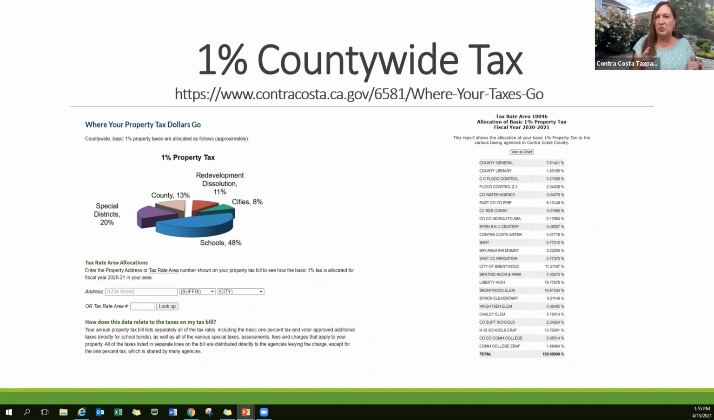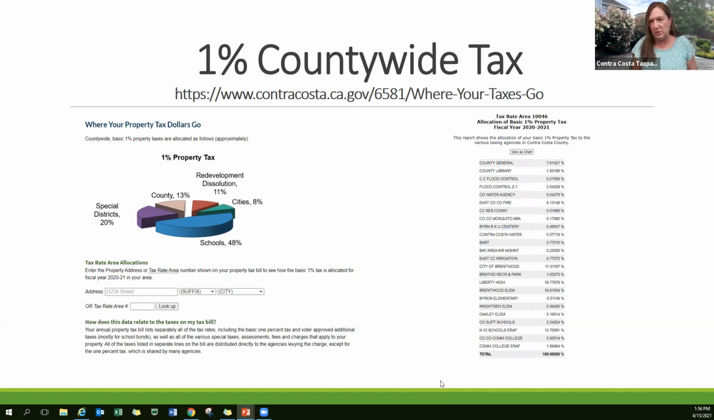I think it says, where do my taxes go? Yes. Or where your property tax dollars go. And then there's that area where it says tax rate area allocation. And I see it there on your slide. Somebody can just put in their tax rate area from their bill or their address, and it will give you the second page, which is on the right side of the screen, which is the breakdown of that 1% area.